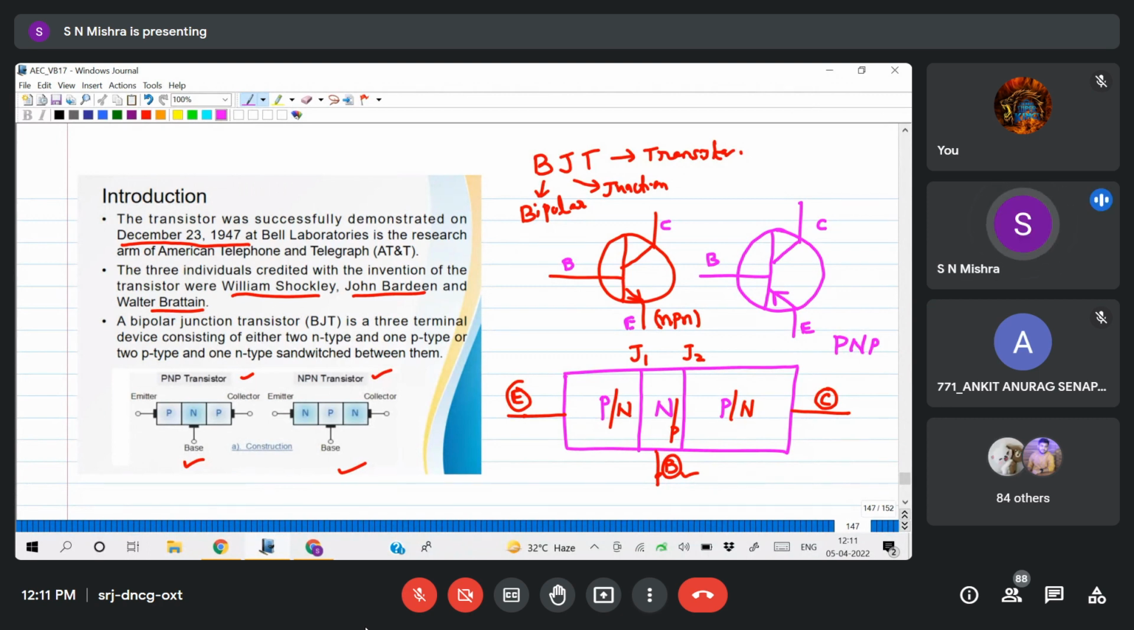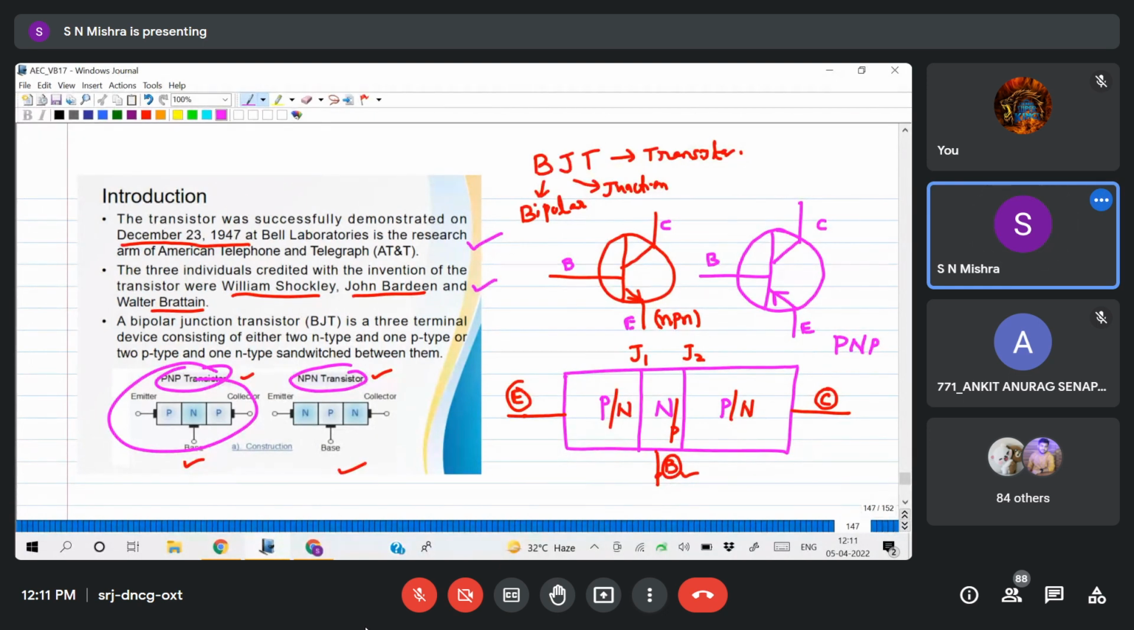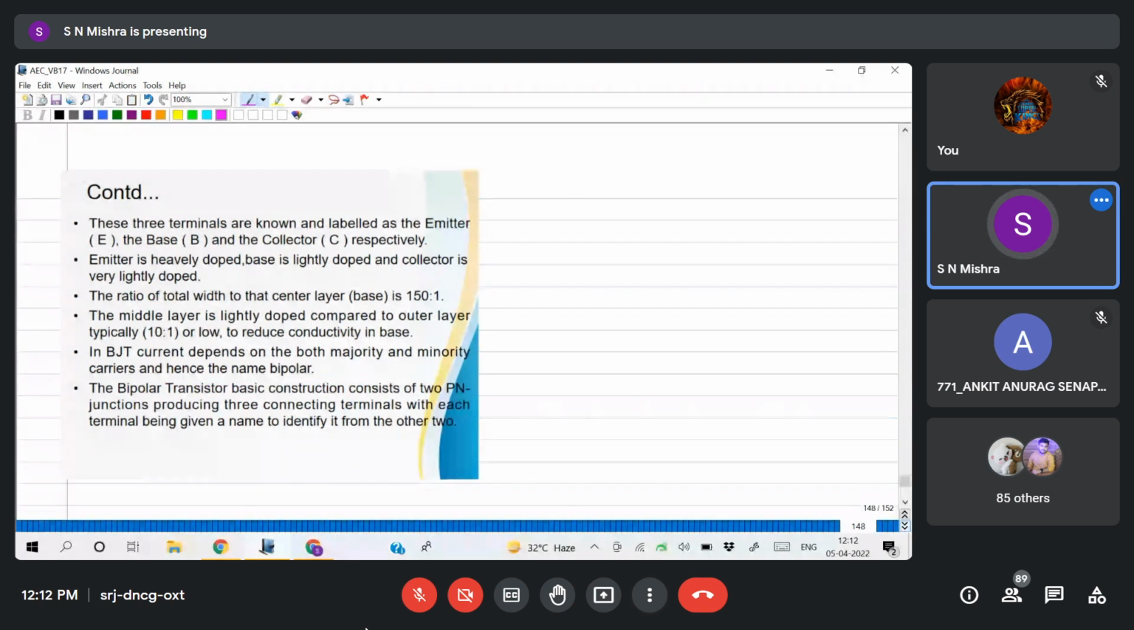So we have seen the structure, the types NPN and PNP, who developed it and when. Basically, this is one layer sandwiched between two layers. If I take NPN, the P layer is sandwiched between two N-type materials. If I take PNP, then the N-type is sandwiched between two P-type materials. So that is shown here. Next, we'll see some important points regarding this transistor. Very important.